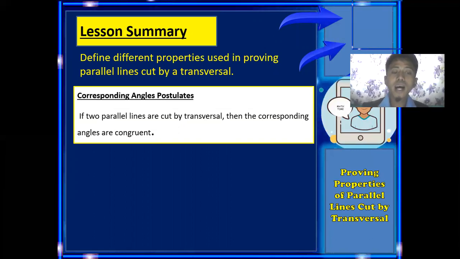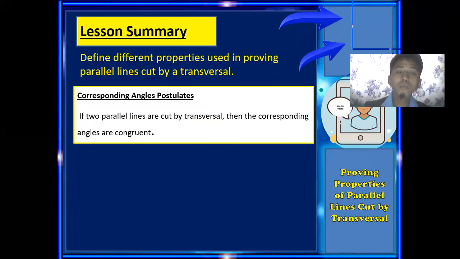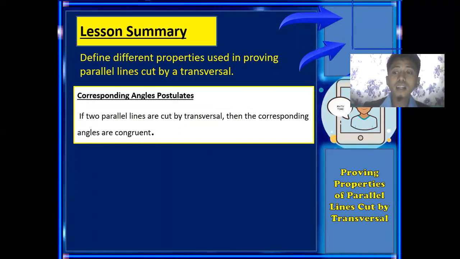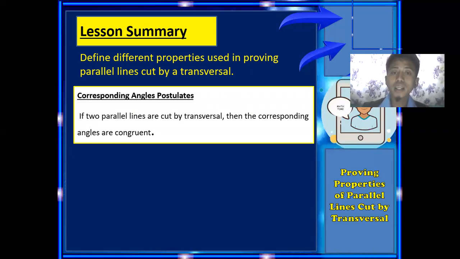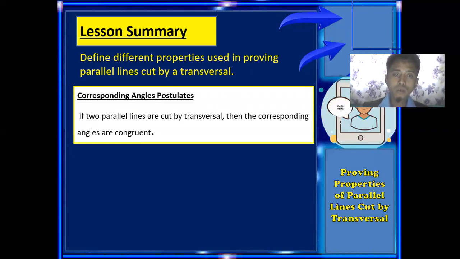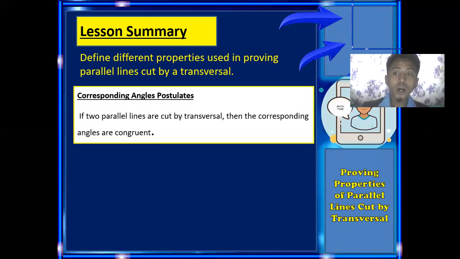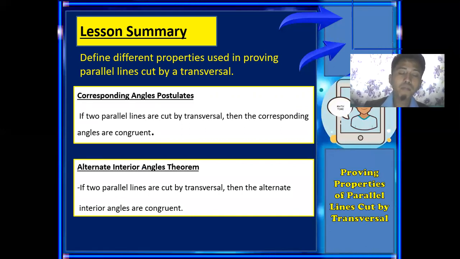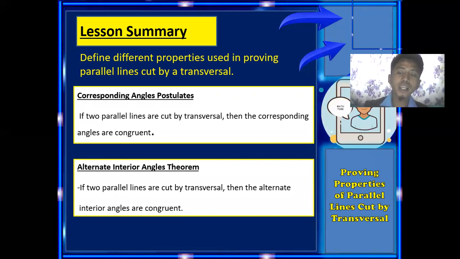Next is the alternate interior angle theorem. What is this alternate interior angle theorem? If you have two angles that are alternate interior angles, therefore their measures are congruent. They have the same measure. That is the concept of alternate interior angles.